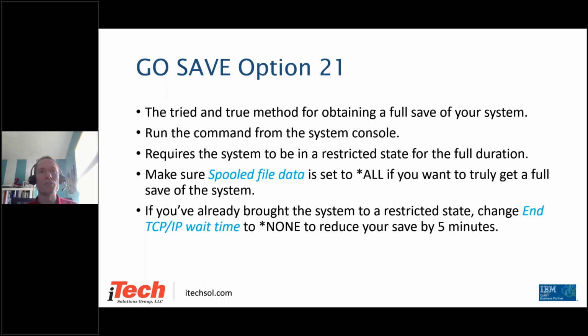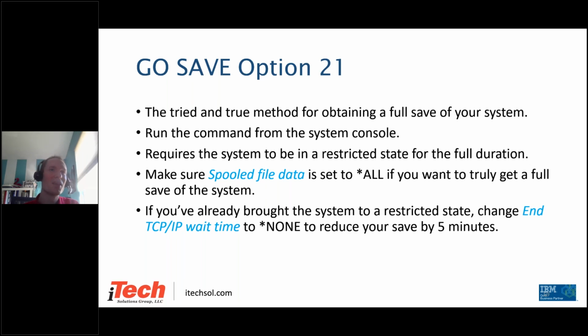So option 21 isn't the best for all customers. Some customers can't stand any downtime. And so if your system takes 10 hours to back up, you're not going to use option 21 to shut your system down for 10 hours unless it was absolutely necessary. And so there are other options out there for getting the system backed up.